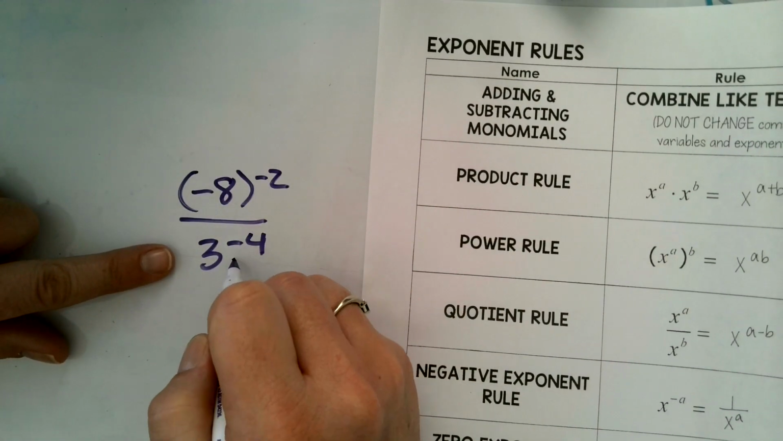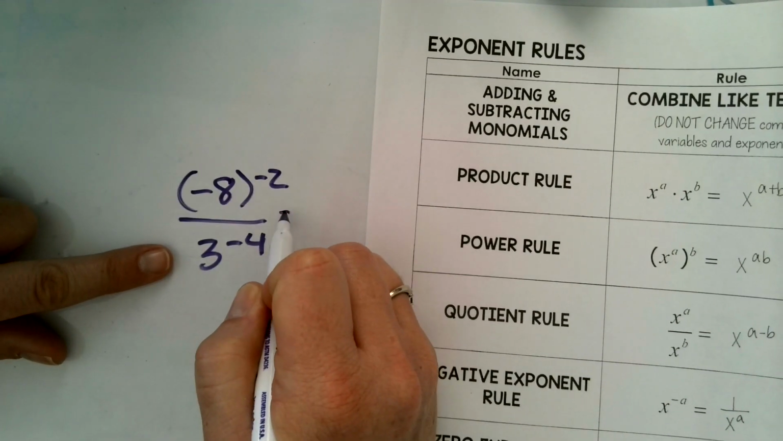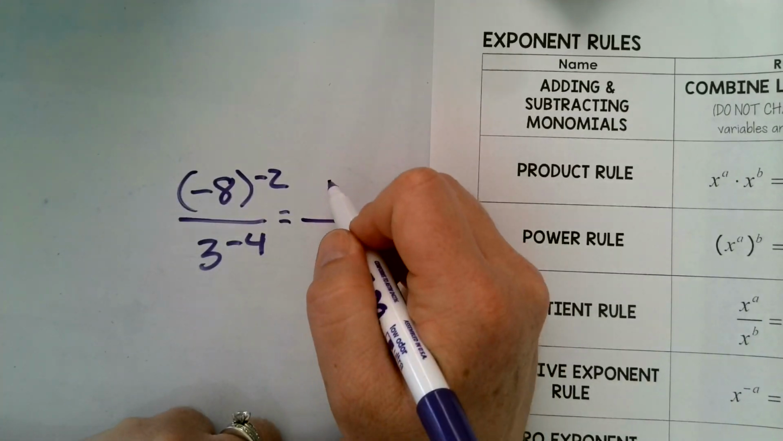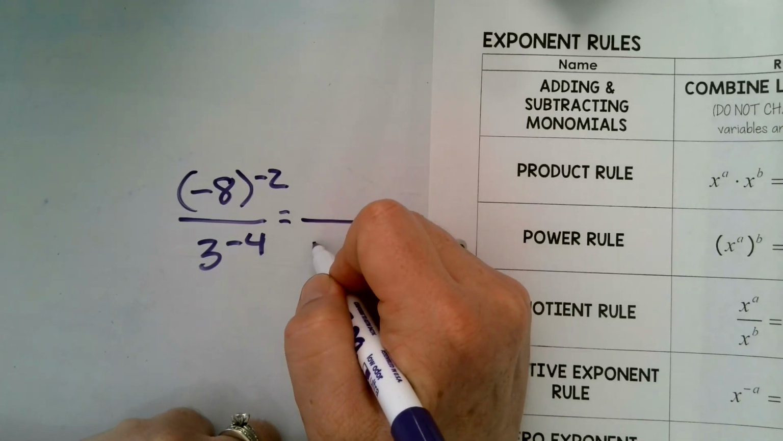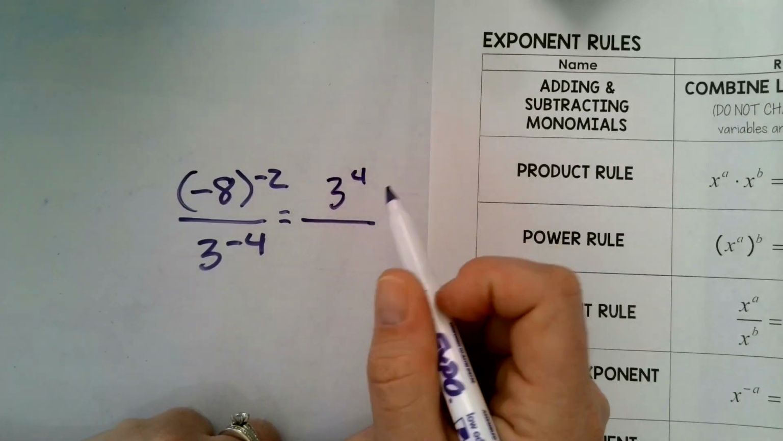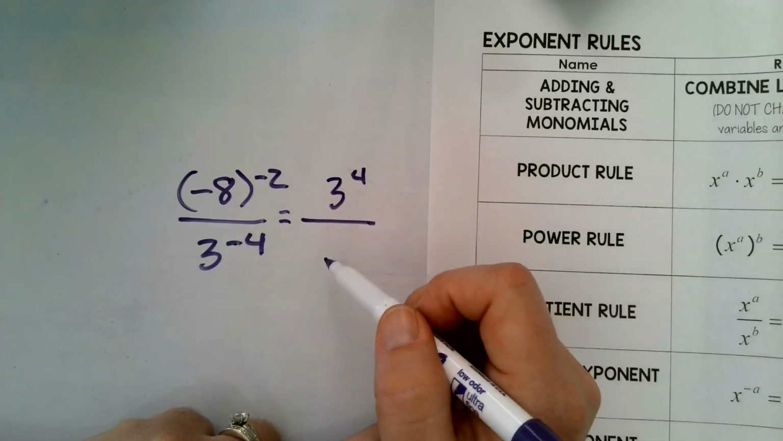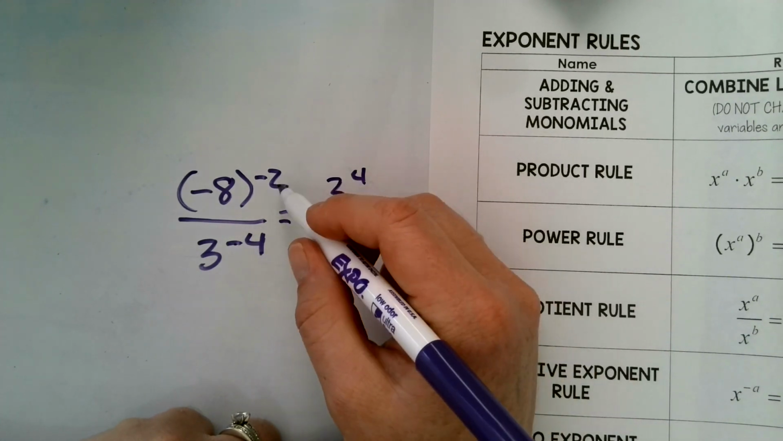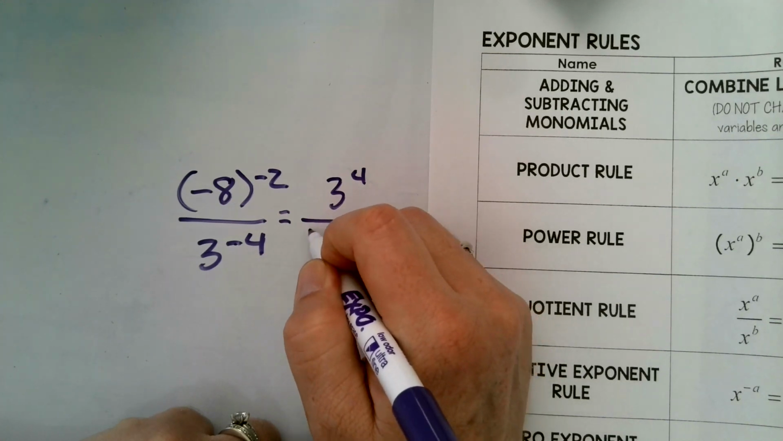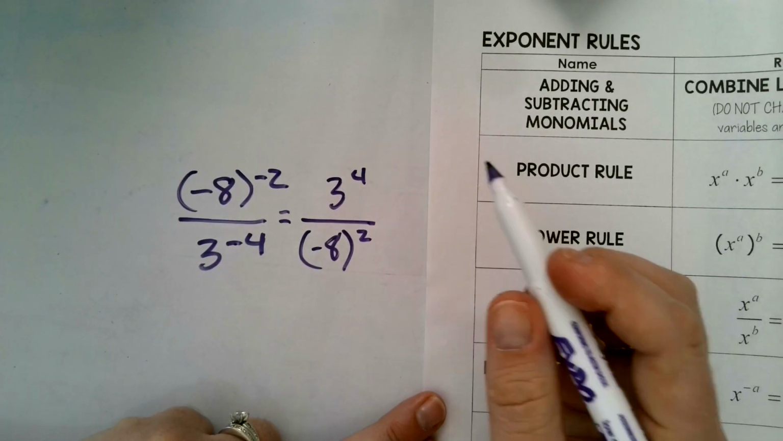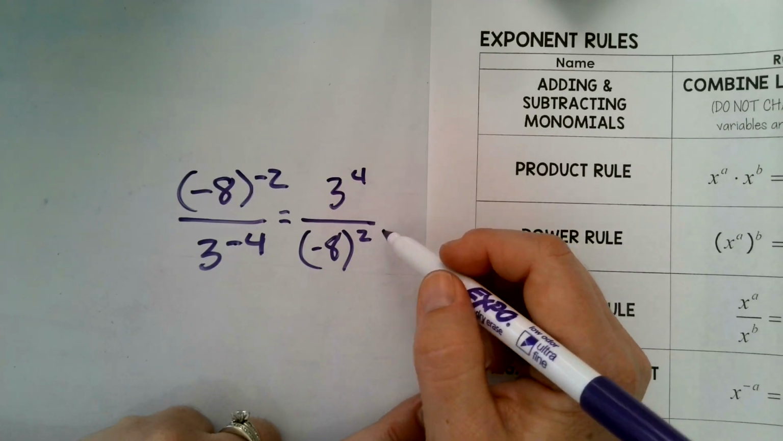And since they are both negative here, we can actually just flip the whole thing upside down and we would have 3 to the 4th, because that negative just tells us that needs to be on the numerator instead of the denominator. And then we have negative 8 squared. So now that's a lot easier because we're only dealing with positive exponents.